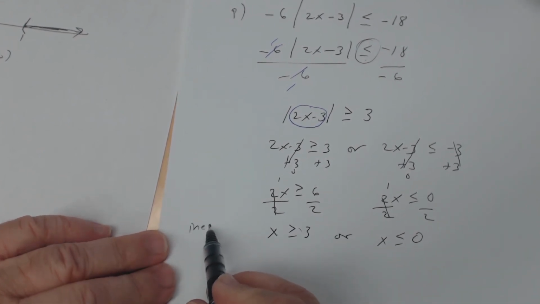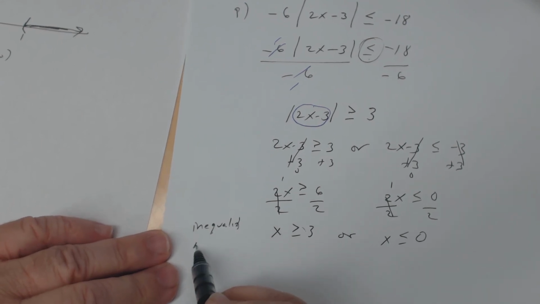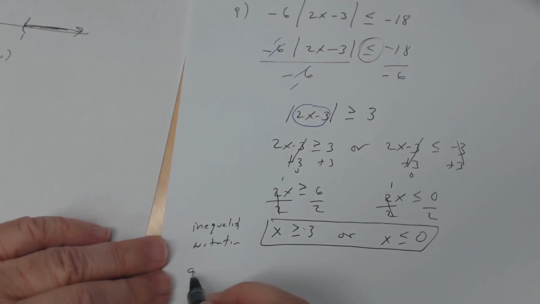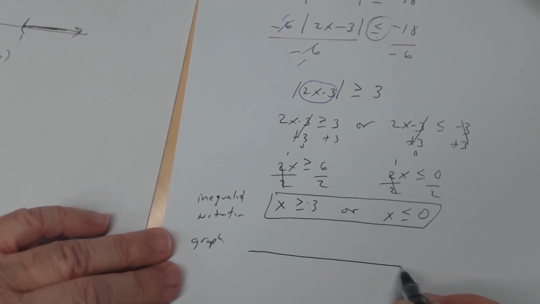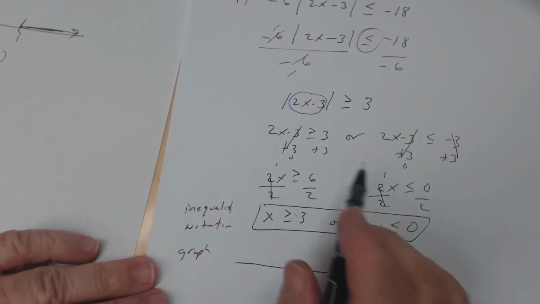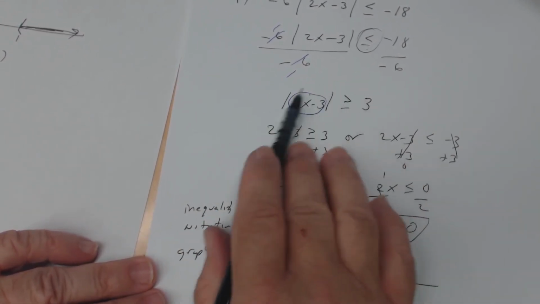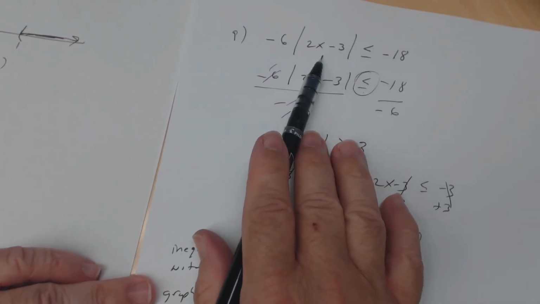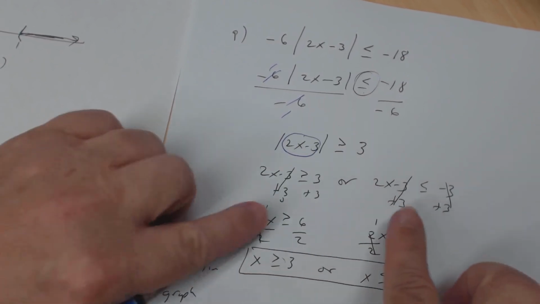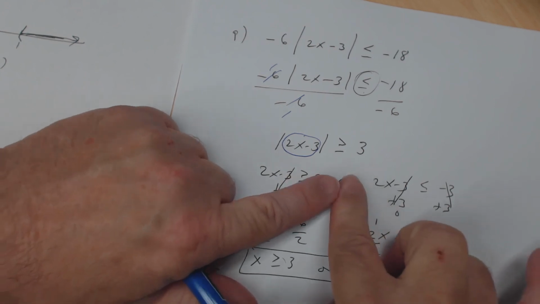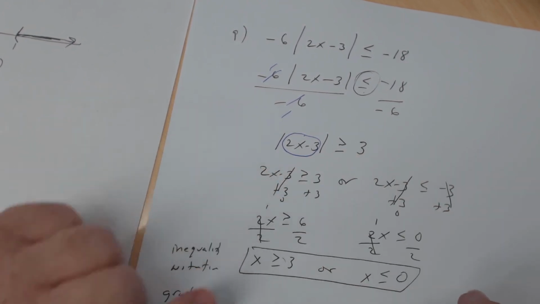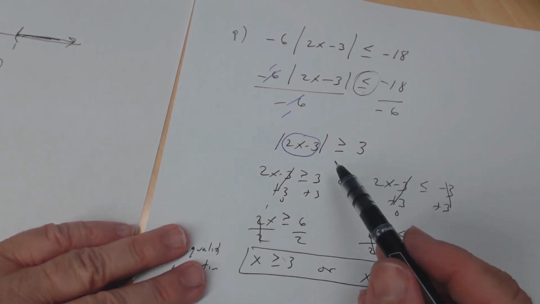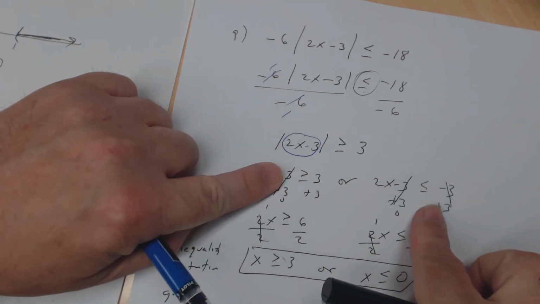So in terms of inequality notation, this is your answer, your solutions. In terms of a graph, this is what it looks like. Remember, two separate graphs with absolute value. You've got to get the absolute value by itself. See, here it was less than or equal to, but the absolute value is not by itself. So you've got to get the absolute value by itself before you think about whether it's going to be one statement or two separate. So again, you must get the absolute value by itself before you determine whether it's two statements like this or one compound statement.